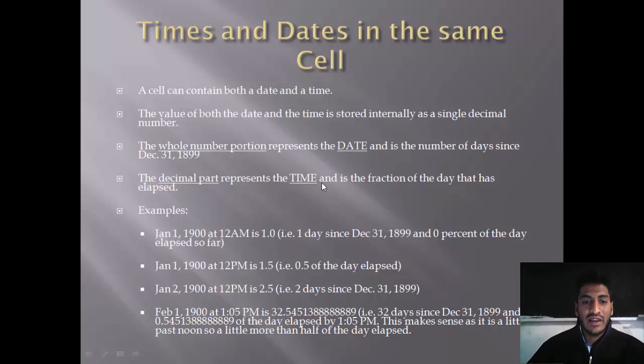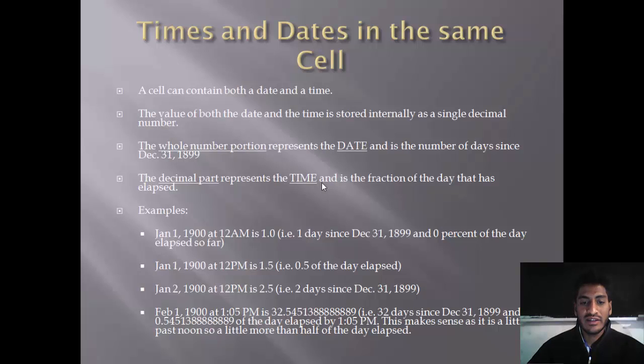Example: Jan 1, 1900 at 12 am is 1.0. That is 1 day since December 31st, 1899 and 0% of the day elapsed so far. Jan 1, 1900 at 12 pm is 1.5. That is 0.5 of the day elapsed. Jan 2, 1900 at 12 pm is 2.5. That is 2 days since December 31st, 1899.